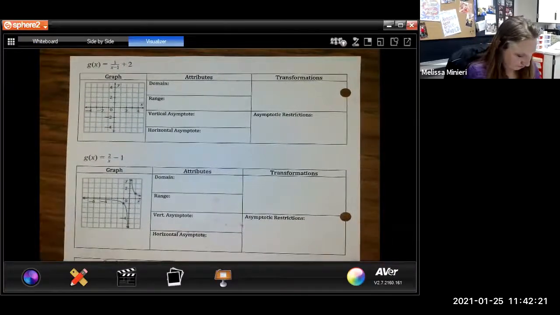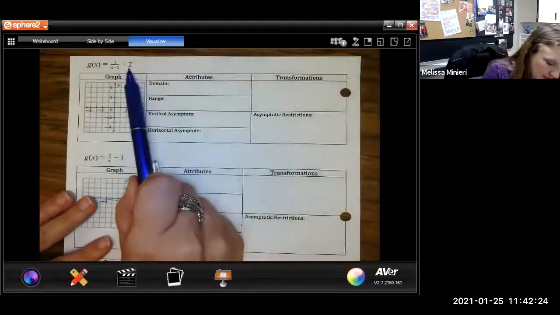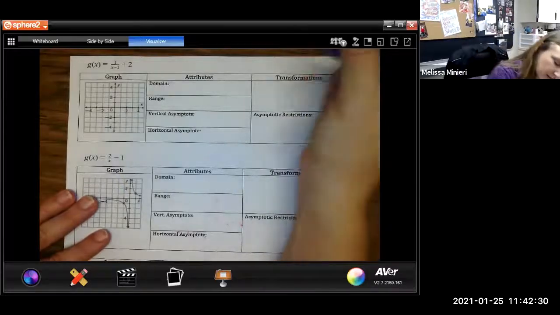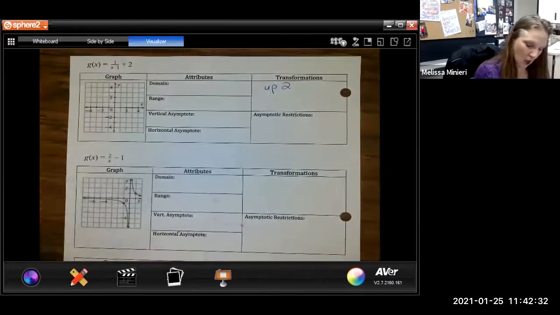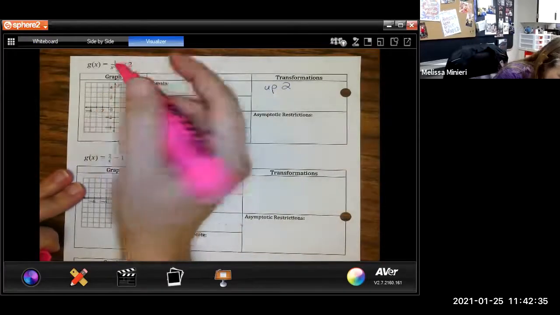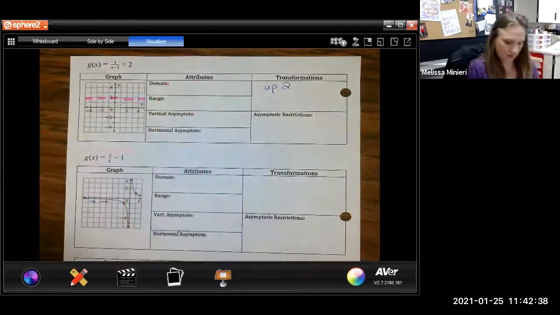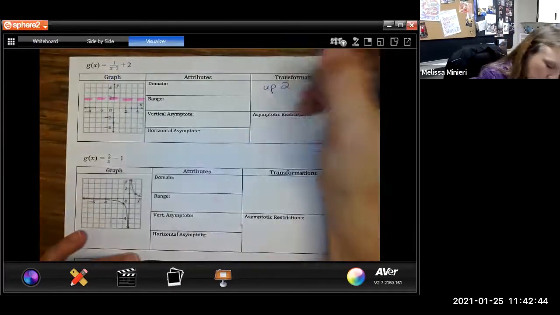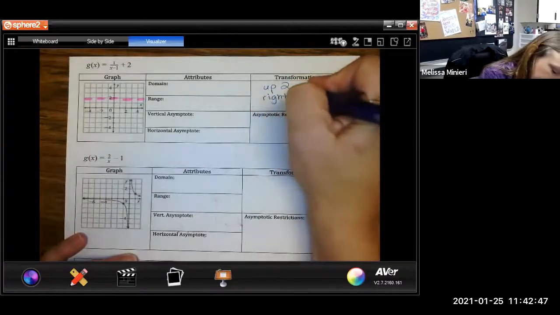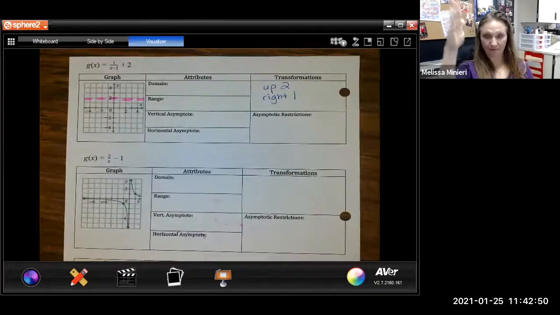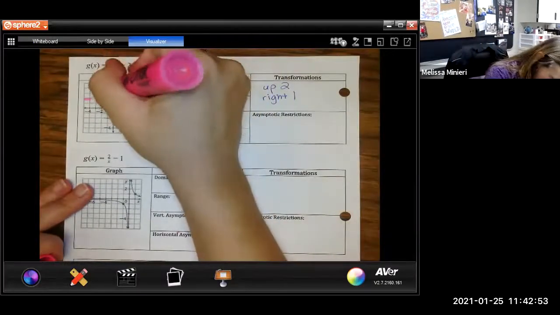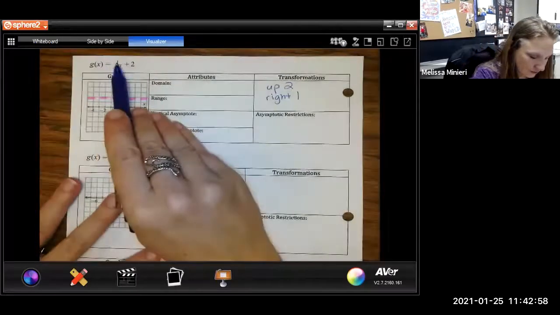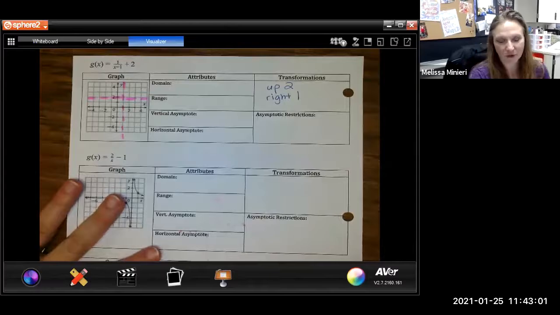All righty. So first, this plus 2, remember this is in the K position, so that's shifting things up and down. So the graph is shifted up 2, which means my horizontal asymptote is shifted up 2. And this 1 shifts the graph to the right 1, which means my vertical asymptote is shifted to the right 1. And we have no stretch or compress because it's 1. 1 is just like default.